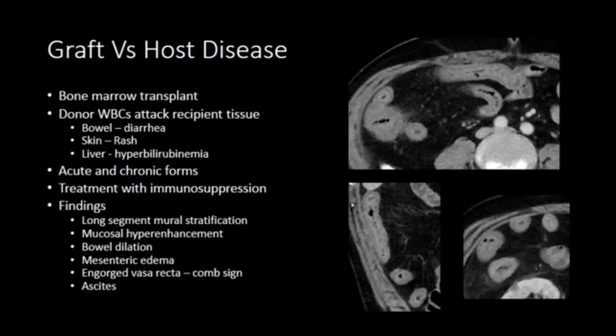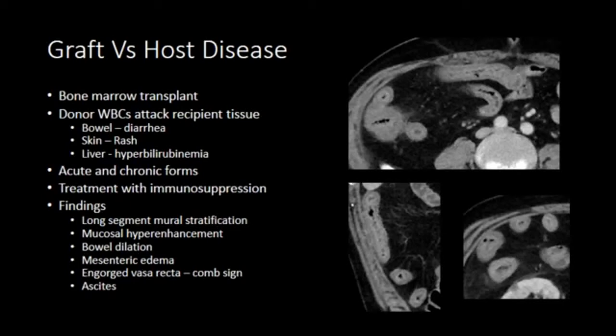And in graft versus host disease, similar to infectious enteritis, you tend to see a long segment of affected bowel. The wall thickening related to graft versus host disease often results in a mural stratification with a mucosal hyperenhancement. You can sometimes see some bowel dilation, and there is very commonly mesenteric edema, a comb sign or mesenteric hyperemia, and ascites. So similar to infectious enteritis, graft versus host disease is long segment mural stratification of the small bowel.